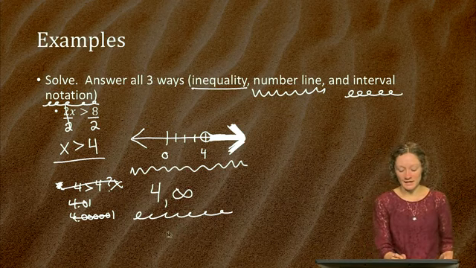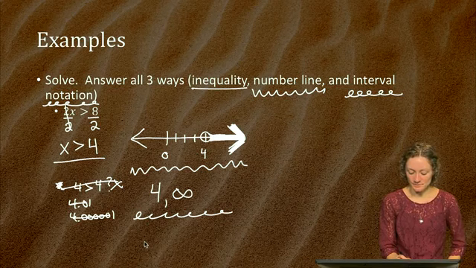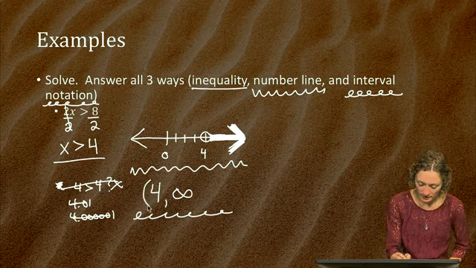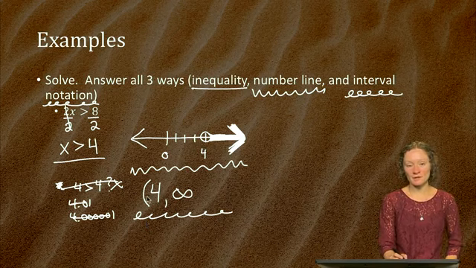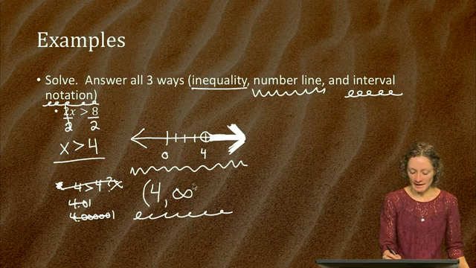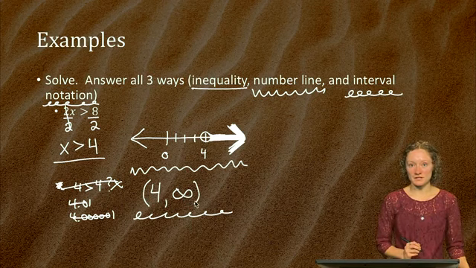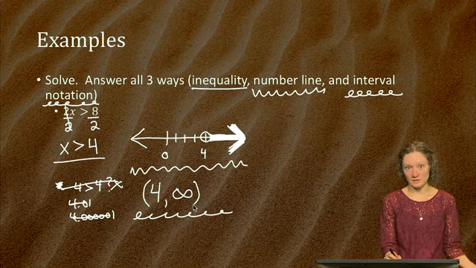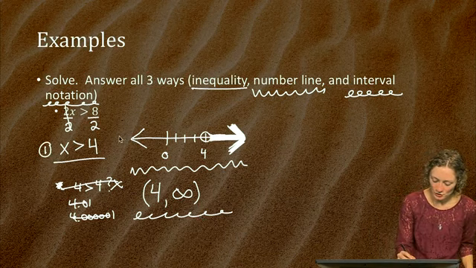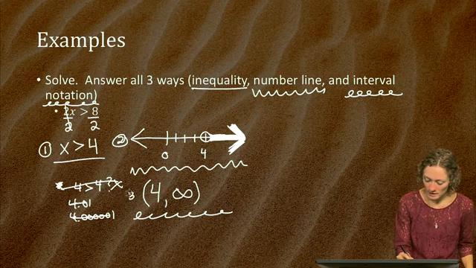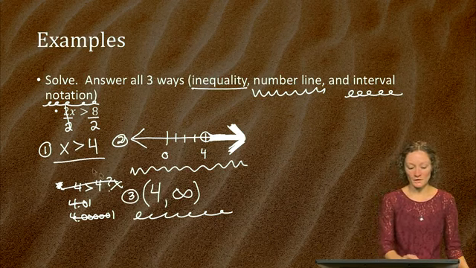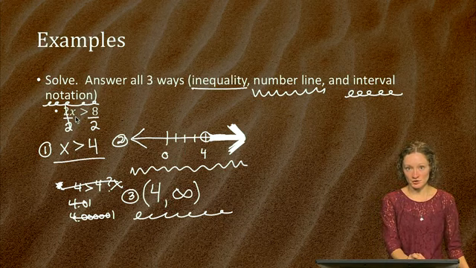Now we have to decide how to put parentheses and brackets on this. The 4 is an open circle, it's not included, so it gets parentheses. Open circle and parentheses mean the same thing, get very, very close, but don't exactly touch it. And infinity always gets parentheses. You can't touch infinity. There's always a number further. So we have solution 1, 2, and 3. 3 different ways of referring to all the numbers that make this a true inequality.